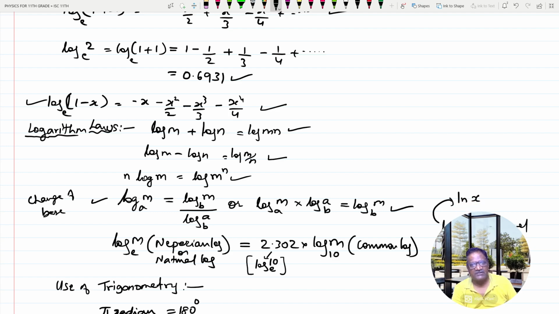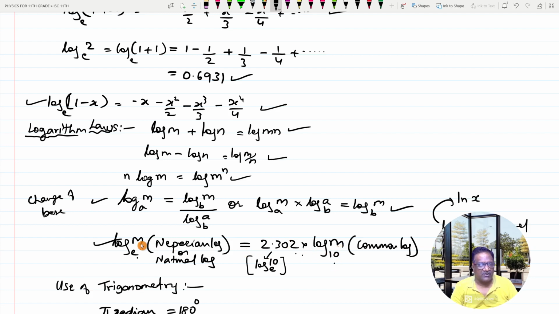Okay, so log to the base e and log to the base 10, these two are having some connection. Now what is that connection? Log of m to the base e is always equal to 2.302 times log of m to the base 10.